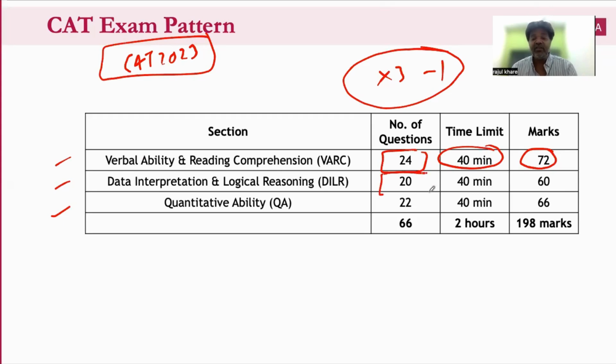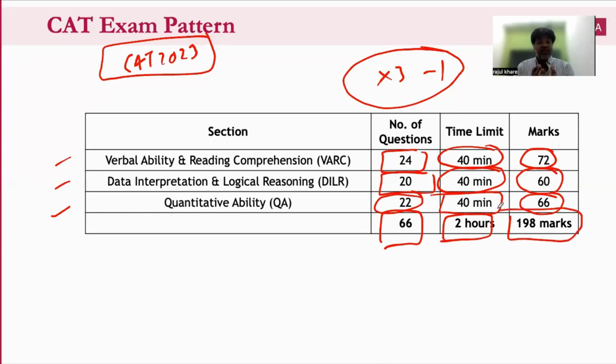DILR 20 questions, 20 3s are 60, so 60 marks. Again, just 40 minutes for the paper. And quantitative ability, there were 22 questions, so 22 3s are 66, so there were 66 marks. 40 minutes time again. Total 66 questions, 2 hours, and total marks were 198.